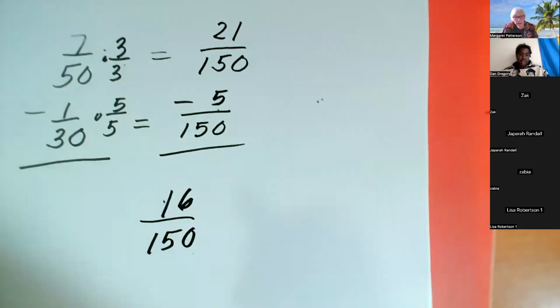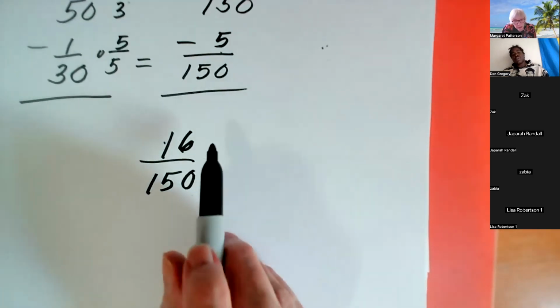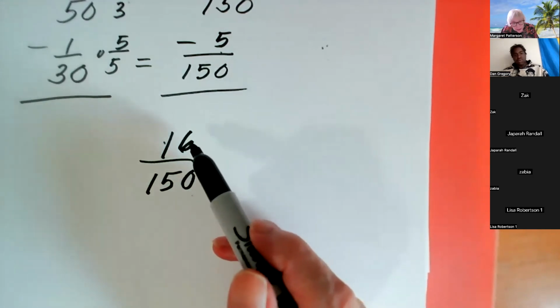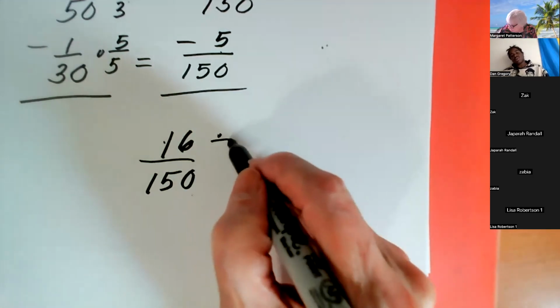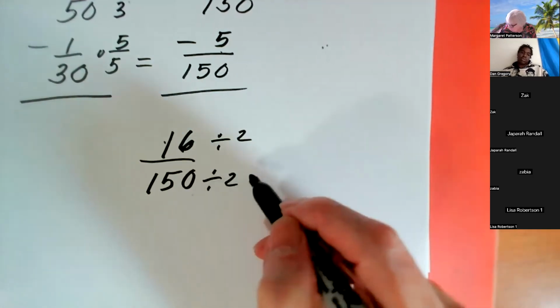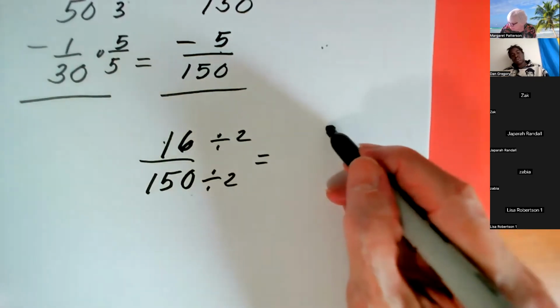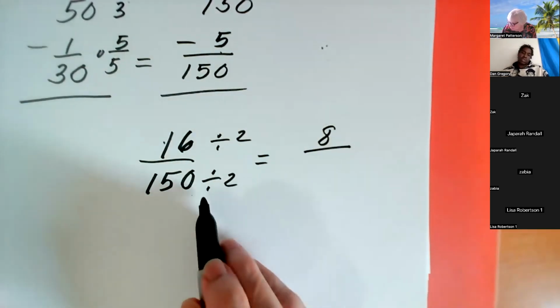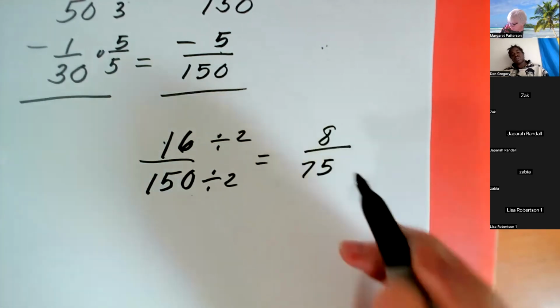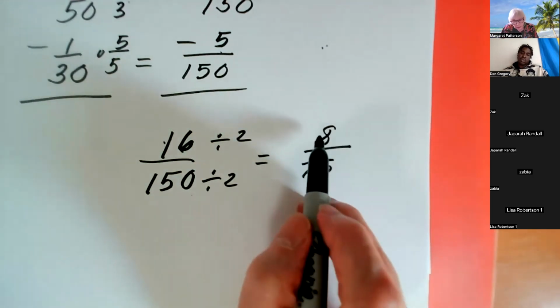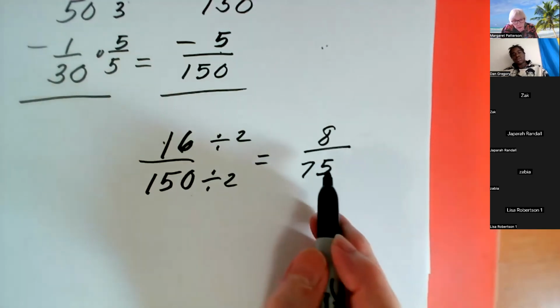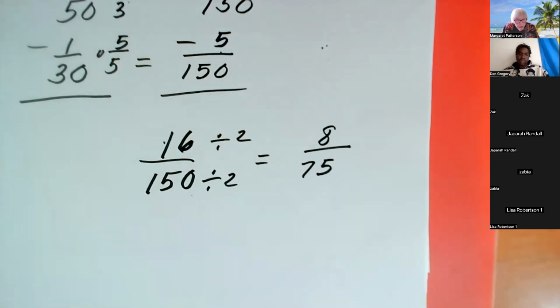Do you think they're going to accept that answer right there? No, it needs to be reduced. The very clear thing is that this is even and so is this. So at the very least, you can divide both of them by 2. So 16 divided by 2 is 8, and 150 divided by 2 is 75. The only thing that divides 8 are 2's, and there's no 2's here, so that one is actually finished.